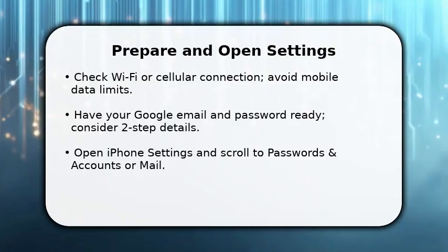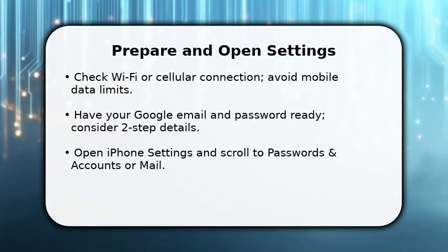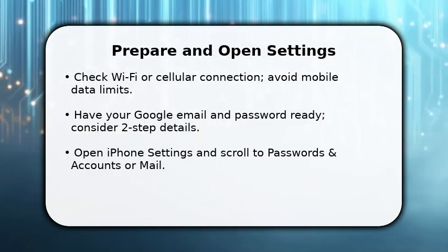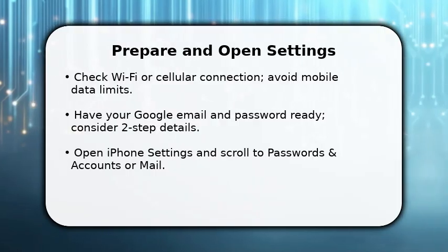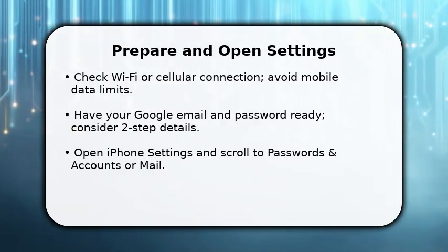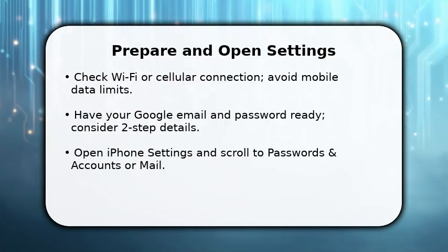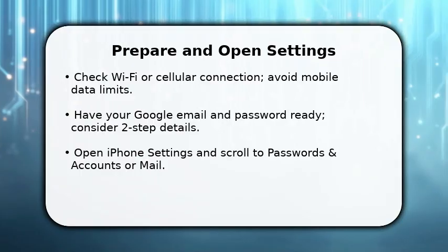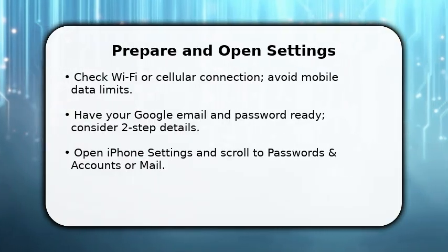Enjoy the video. You'll start by ensuring connectivity and having your Google credentials ready. This saves time. Once connected to Wi-Fi, unlock your iPhone and open Settings. Make sure you know whether you use two-step verification so you can fetch codes if prompted. Then scroll to Passwords and Accounts or Mail depending on iOS version.